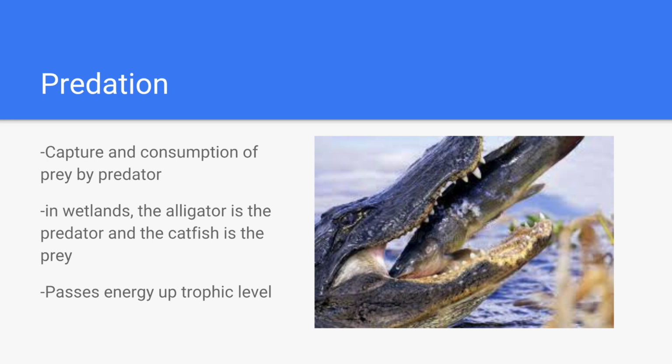Predation is the capture and consumption of prey by a predator, and specifically in wetlands, there are many examples of this, including an alligator catching a catfish, or you have an osprey catching a larger bass fish, and you have just many examples of the larger animals typically eating the smaller animals, which passes energy up the trophic levels, creating an energy transfer between the animals of the wetlands. In the higher trophic levels, energy decreases as it moves up because it is lost as heat into the environment.